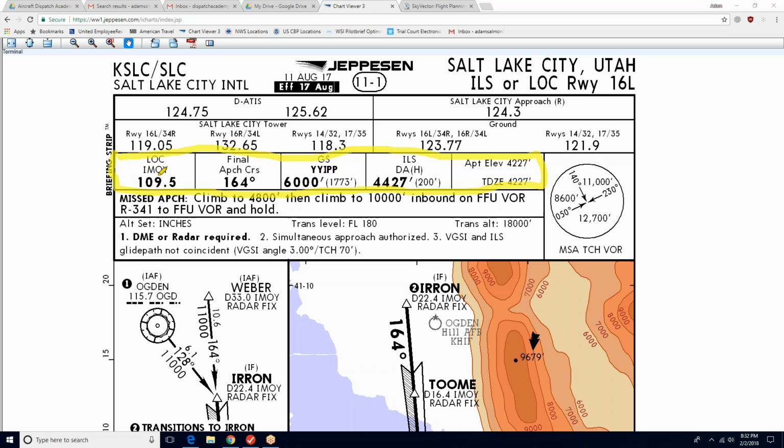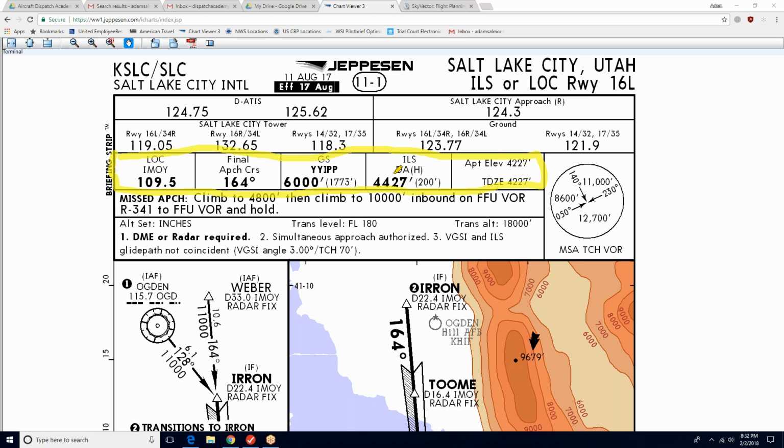So what the pilots do is this is the frequency of the tuner, not the ATC frequency, but the actual tuner for the ILS receiver in the airplane. This is the final approach course, so that's the heading when they're actually flying towards the runway. It's going to be heading 164.